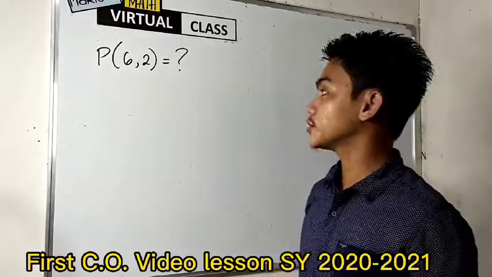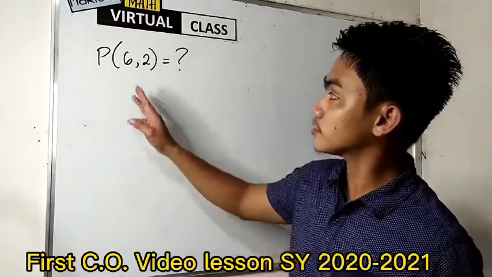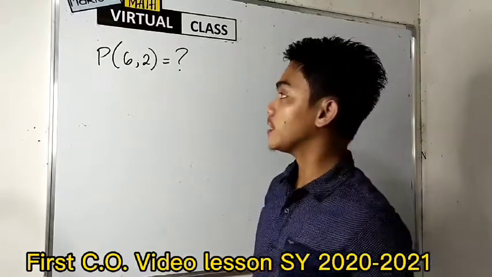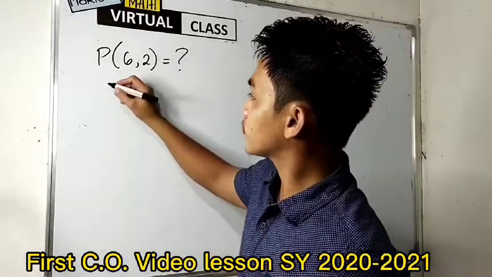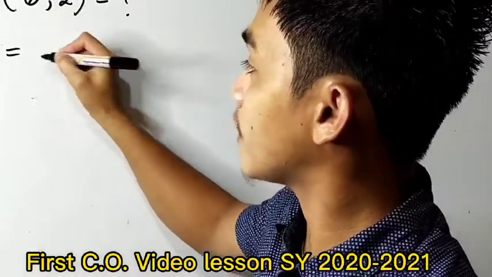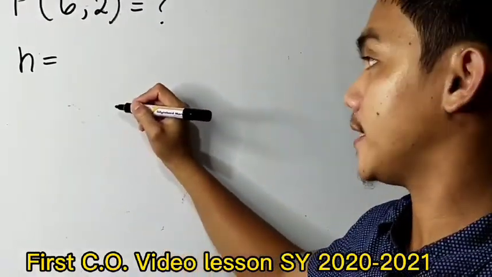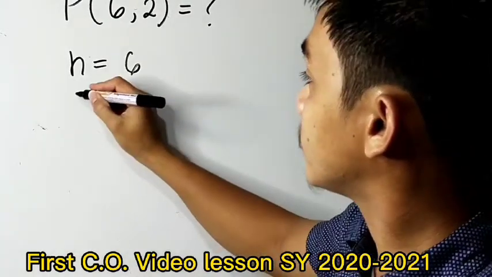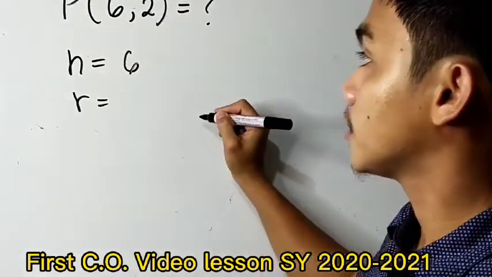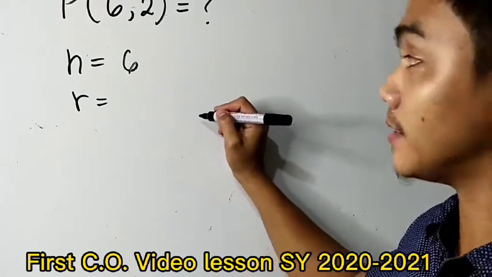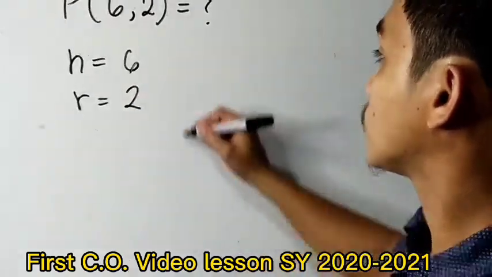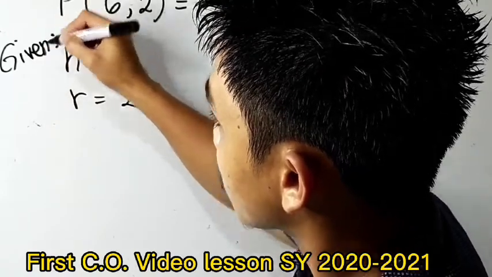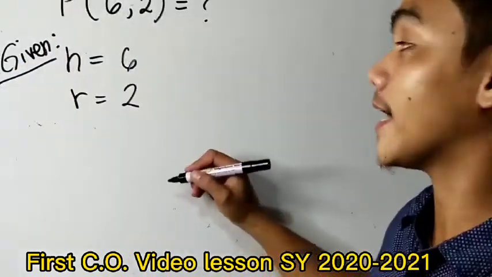Okay, for our first example, permutation of 6 taken 2 is equal to what? In this, if we are going to follow the formula, we need to identify first our n. The number of objects to be arranged is 6, and the number of objects to be arranged taken at a time is 2. So these are what we call the givens in the problem or in our task.